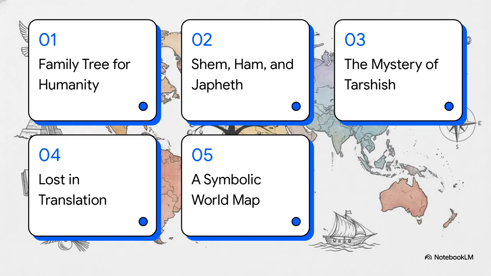Okay, so here's our plan for today. We'll start by figuring out what this family tree actually is. Then we'll meet its three main branches. After that, we're going to do a little detective work on a mysterious place called Tarshish. We'll also see why this ancient map is, well, kind of blurry. And then finally, we'll uncover its real symbolic meaning.